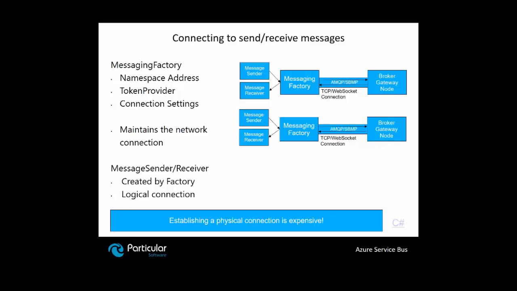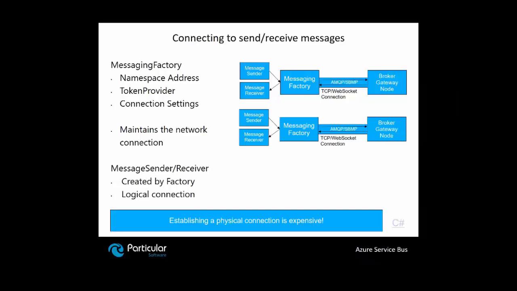The connection settings that you can provide here control how the messaging factory is establishing the connection behind the scenes. Something very important to realize from the architecture is that the physical network connection is maintained by the messaging factory. This is something that took me a long time to realize, because when you're coding, you're usually coding against the message sender or the message receiver. You create those entities from the factory, but they don't own an individual connection. It is the messaging factory that has the physical TCP or WebSocket connection behind the scenes with the broker.